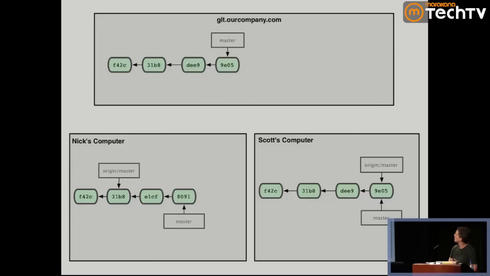Once that's in place and everything's good, it moves the pointer. So now the master branch on the server is pointing at the exact same commit as the master branch locally. That is all push will ever do. Okay? So it gets more complicated when Nick tries to push.